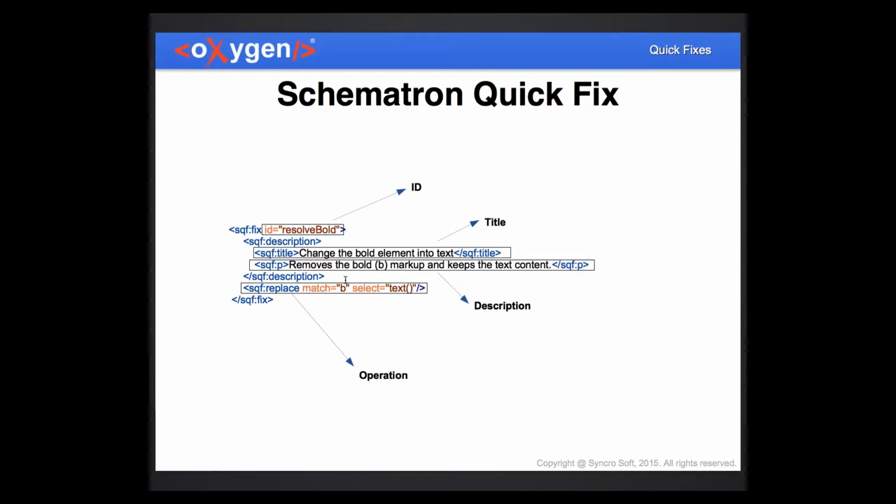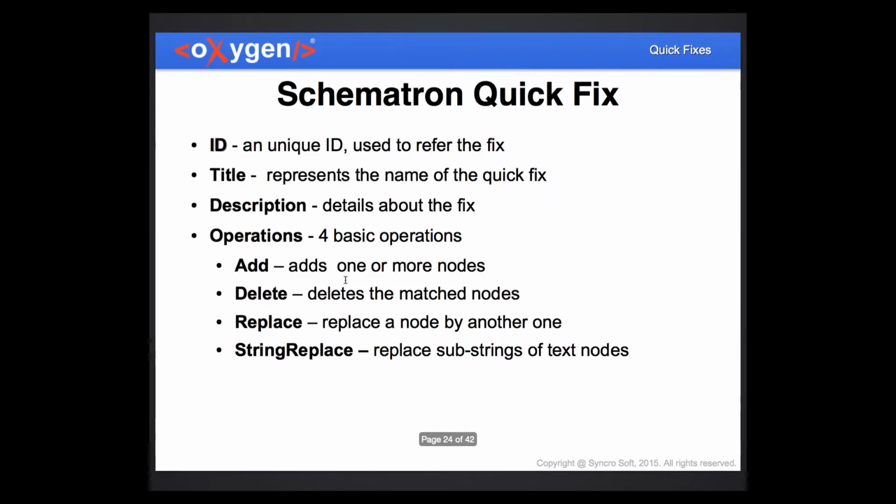And here is how the fix is defined. There is an SQF fix element. It's a different namespace from Schematron and will be treated as an annotation. It has an ID, this fix ID. And then there's a description with the title and additional information. And then we have the operation or operations that are invoked as part of that fix. And there are only 4 basic operations that you can use: add, delete, replace, and replace string. Replace string works with regular expressions, so you can do more powerful things, while the replace operation works on XML structures, on nodes, on elements, and so on.